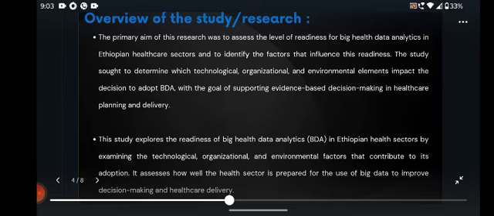This study explores the readiness of big data analytics in Ethiopian health sectors by examining the technological, organizational, and environmental factors that contribute to its adoption. It assesses how well the health sector is prepared for the use of big data to improve decision making and healthcare delivery.